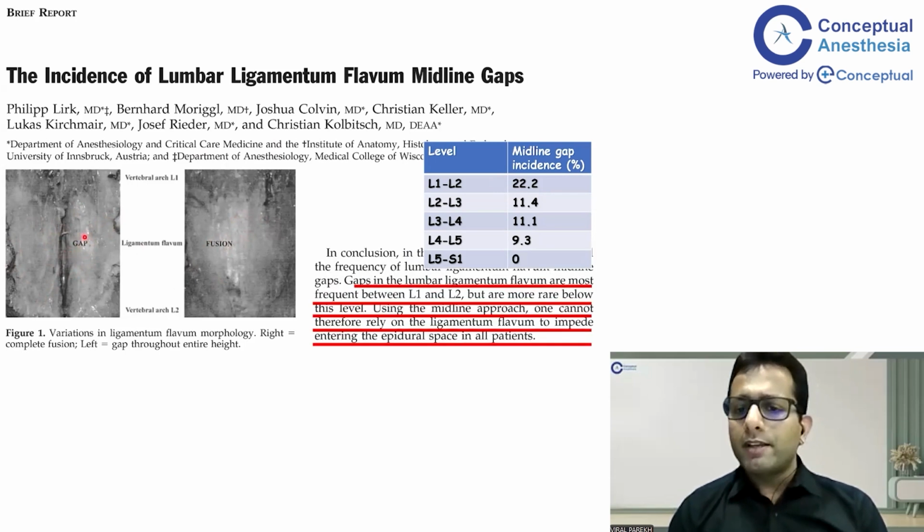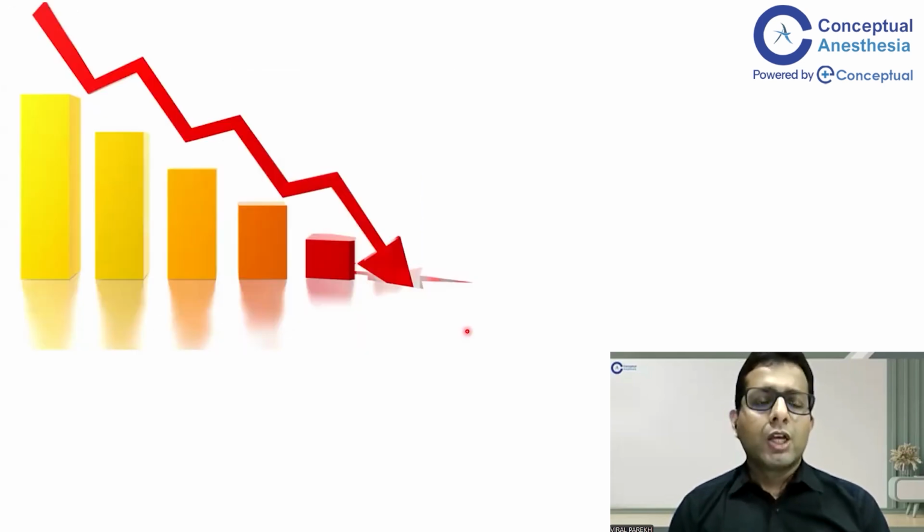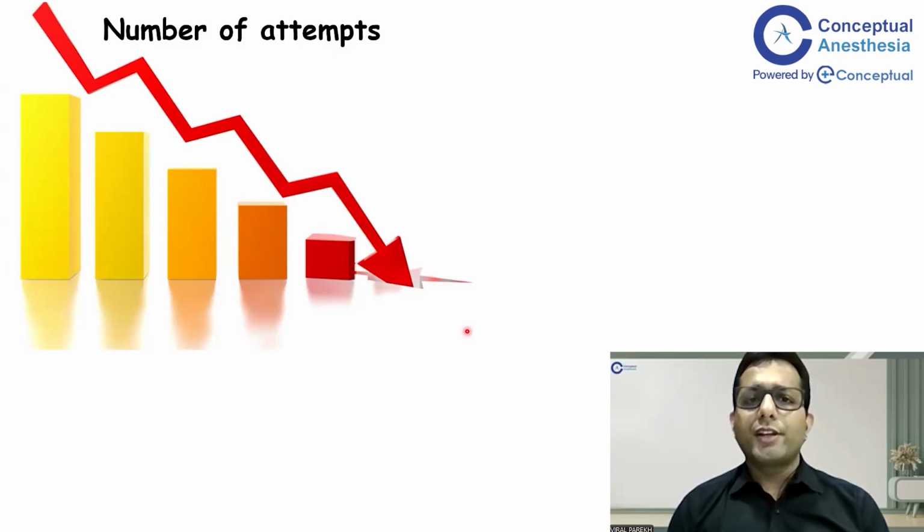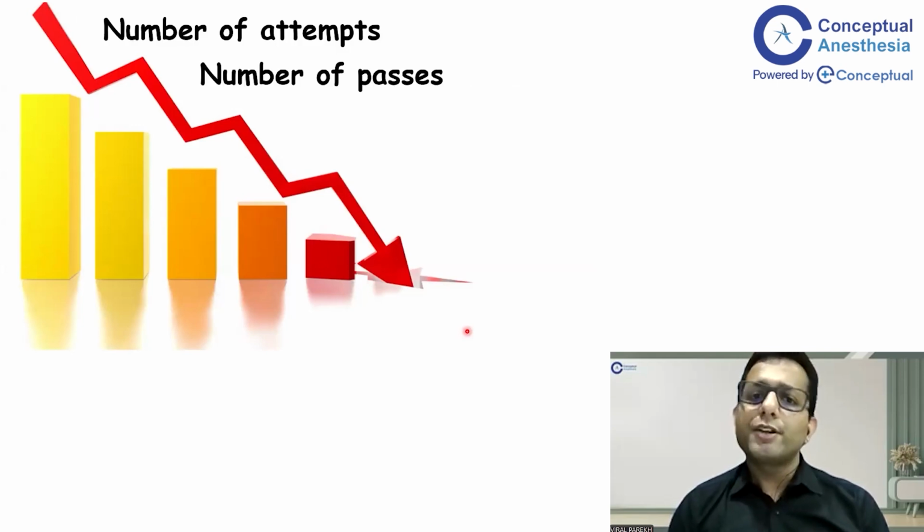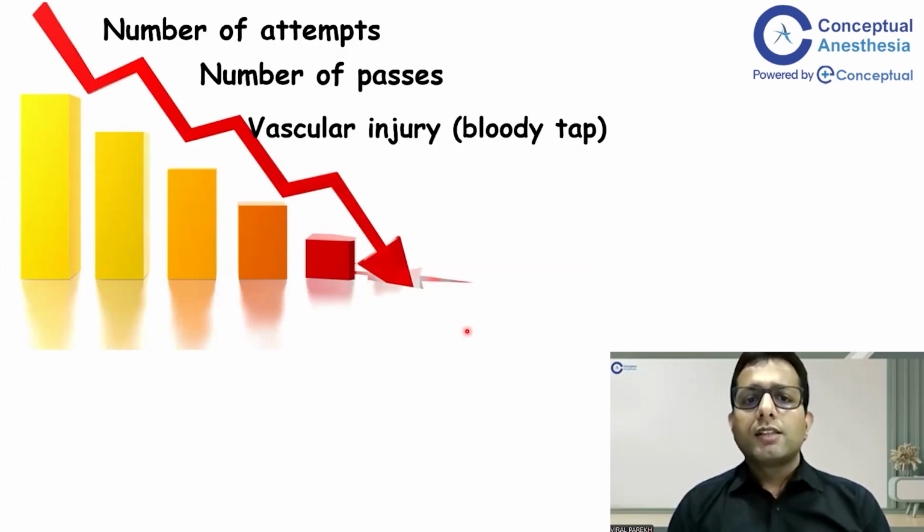In this study, they mentioned that the gaps are more frequent at the level of L1 and L2. Using the midline approach, one cannot therefore solely rely on ligamentum flavum to impede entering the epidural space in all the patients. So with the help of ultrasound, we can reduce the number of attempts. We can reduce the number of passes. There is less incidence of vascular injury.